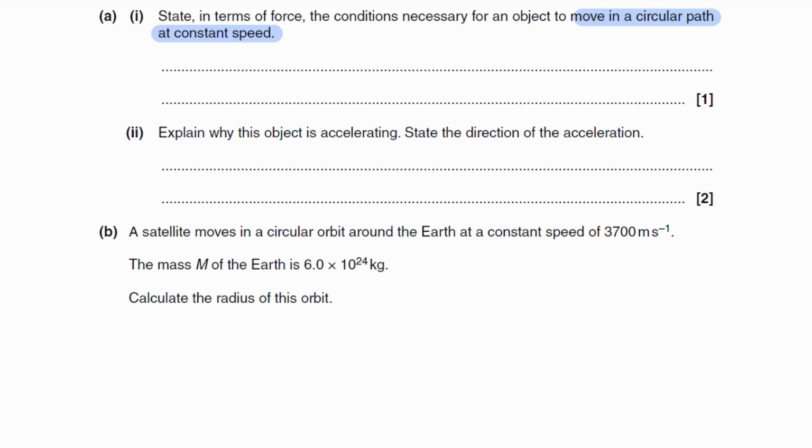So if you were to have, let's say, here is the Earth, and then you have some satellite over here orbiting around the Earth with a constant speed, the force points towards the center of the Earth. In this case, that's the only force. It's the resultant force. That's the gravitational force that causes that circular motion.